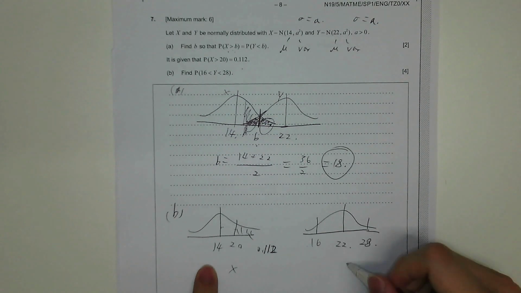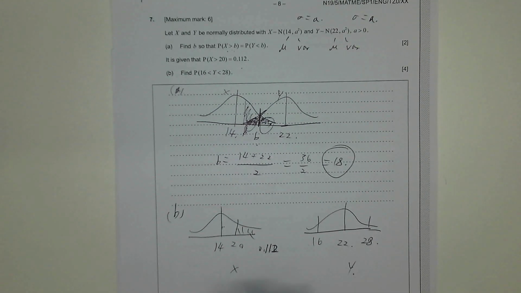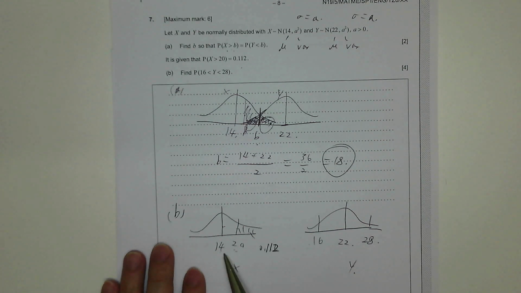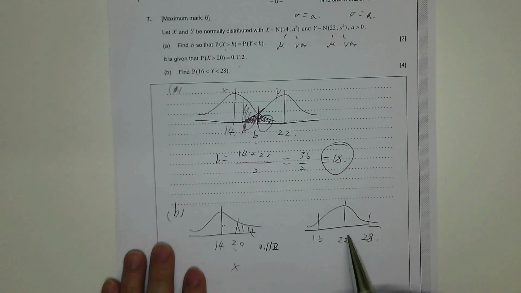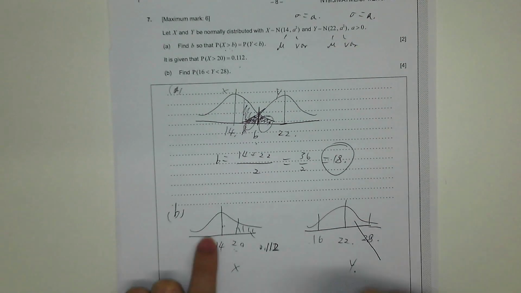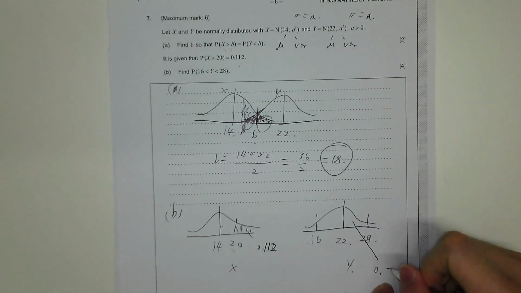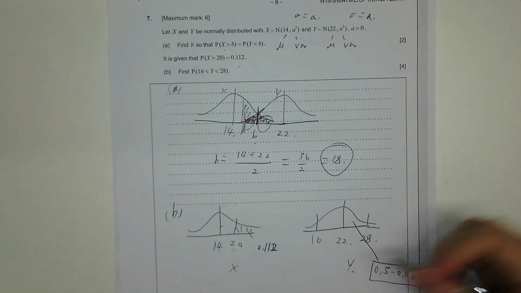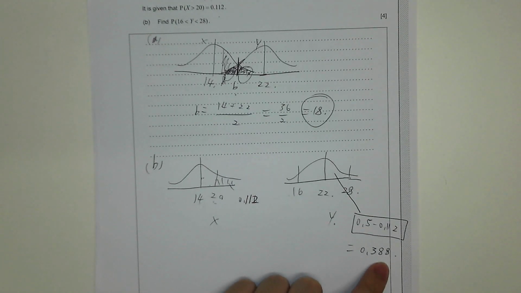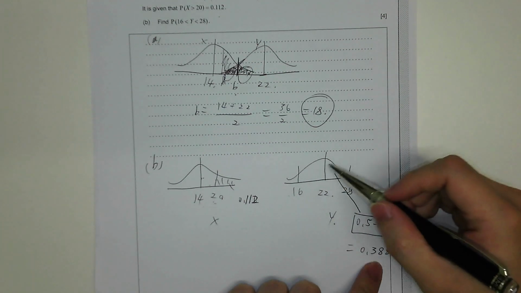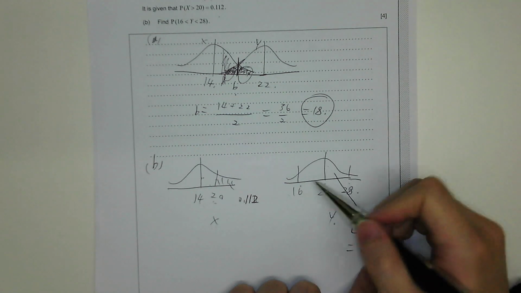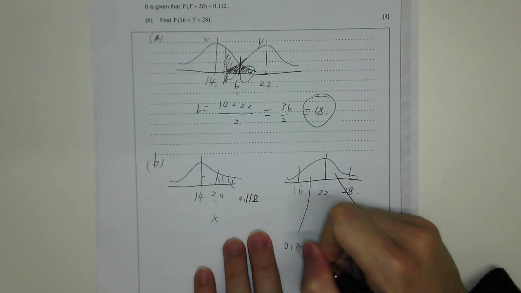Both x and y have the same standard deviations. So the probability from 14 to 20, which differs by 6 units, this part probability will be the same as this part, because it is also 6 units from the mean. So this part is 0.5 minus 0.112, and that's 0.388. What about this part? Actually the same as this part. That's symmetric. It's 6 units from the mean, and here is the mean minus 6, also 6 units from the mean. So this part is also 0.388.